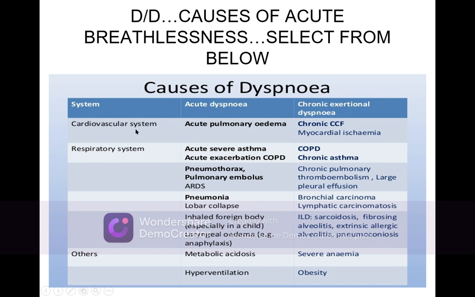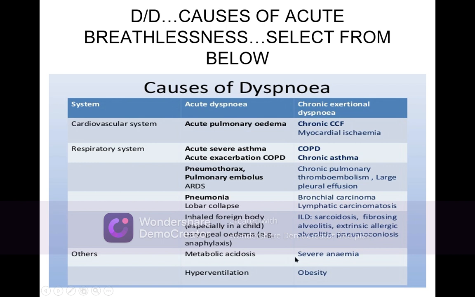Accordingly, the cardiovascular system can cause it, the respiratory system, and other systems can be involved. It may be a central type of dyspnea, or psychiatric problems. Chronic exertional dyspnea: chronic congestive cardiac failure, myocardial ischemia, COPD, and chronic asthma, where the respiratory system is involved. Chronic pulmonary thromboembolism, large pleural effusion, large pneumothorax, bronchial carcinoma, lymphatic carcinomatosis. Now, ILD, interstitial lung disease like sarcoidosis, fibrosing alveolitis, extrinsic allergic alveolitis, pneumoconiosis, where the interstitium of the lung is gone, so there is pressure on the venous side and the arterial side.